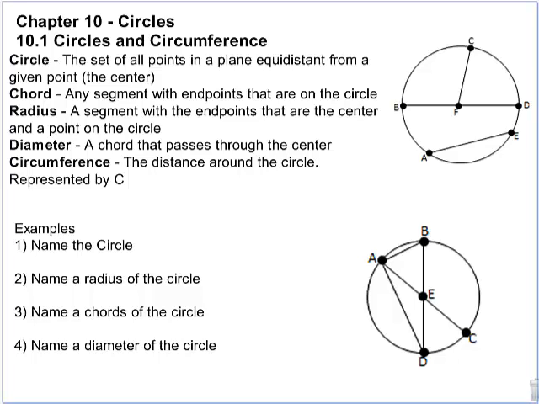Circle. I already have the definition up there for you: the set of all points that are equidistant from a given point. Equidistant, equal distance. So if you have a point and you know how far away it is, if this is my point, I can go around in a circle. There's my circle.